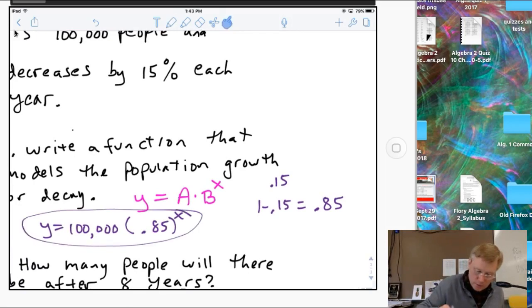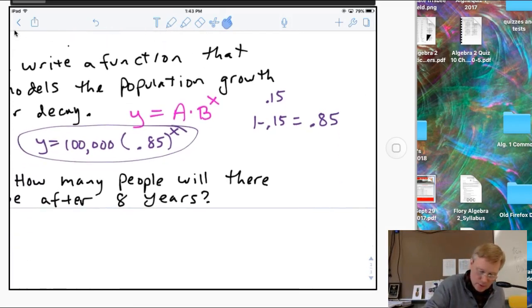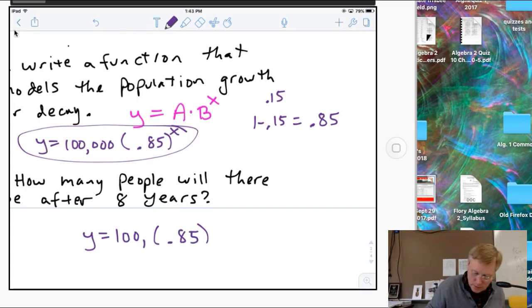Now the part you're going to do down here is you're going to take that same equation, but this time they want to know at the end of 8 years how many people will there be. So you plug in the 8 for the x. Once again, I'm going to take my calculator, 0.85 to the 8th power, do that first, and then multiply by the initial amount. I didn't write this down correctly.